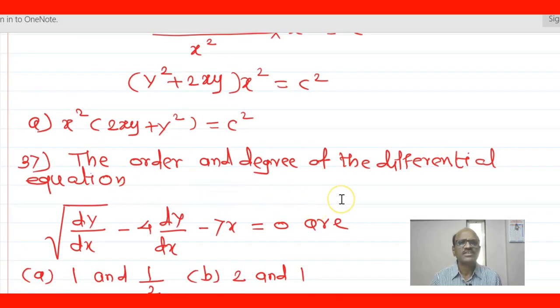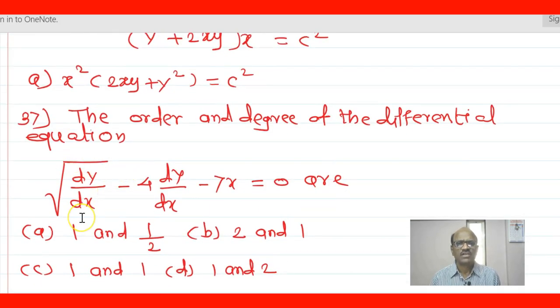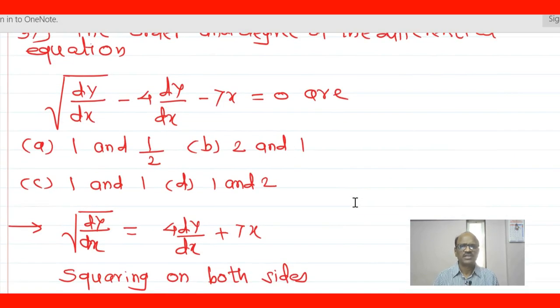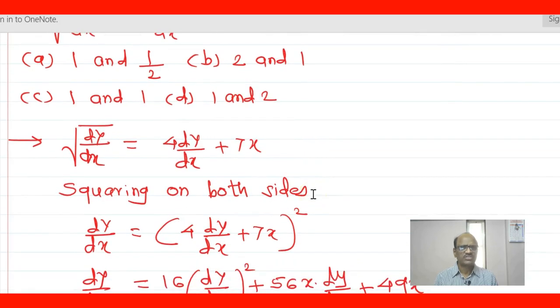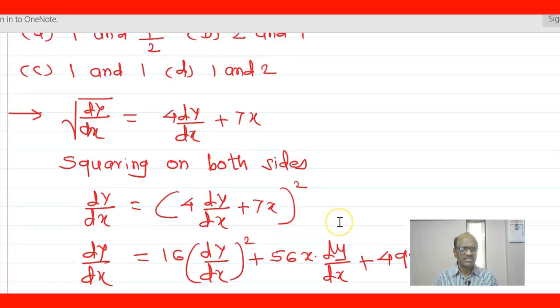The order and the degree of the differential equation, that is square root of dy by dx minus 4 dy by dx minus 7x is equal to 0. It's very simple. Whenever there is a radical sign or a fraction on the dy by dx term, keep it on one side. And here, that is root of dy by dx is equal to, bring these 2 terms to the right hand side, that is 4 dy by dx plus 7x. Squaring on both sides, then you will get dy by dx, square and root get cancelled, equals 4 dy by dx plus 7x bracket square.